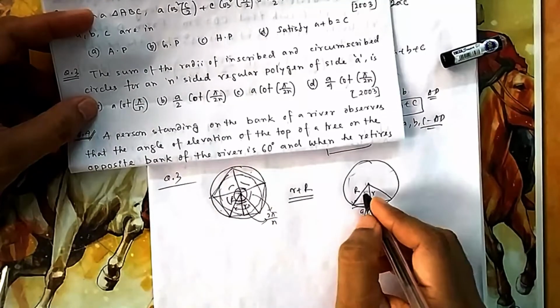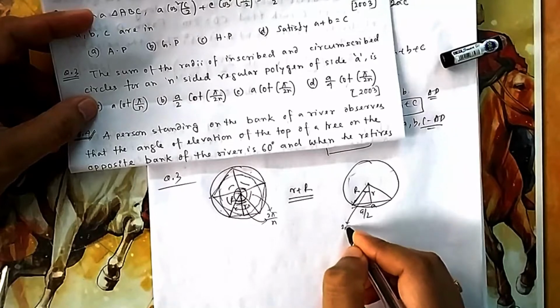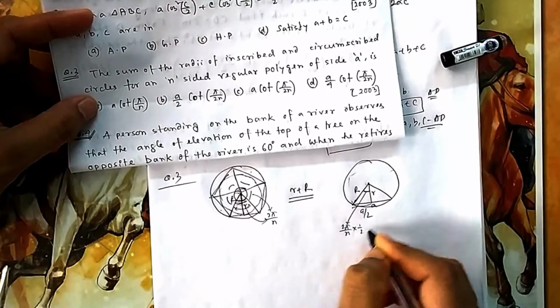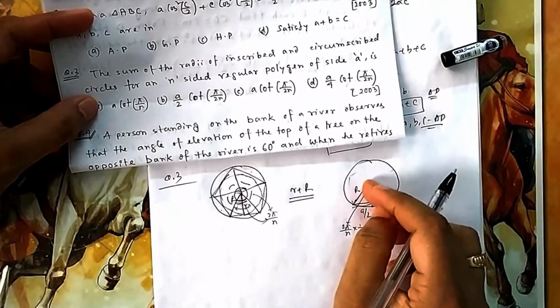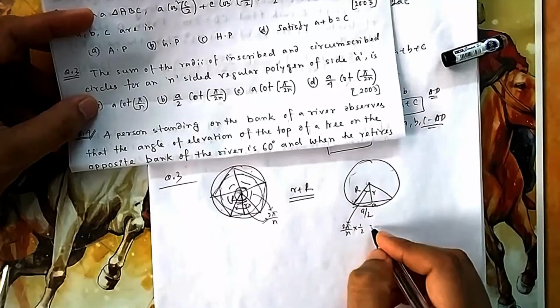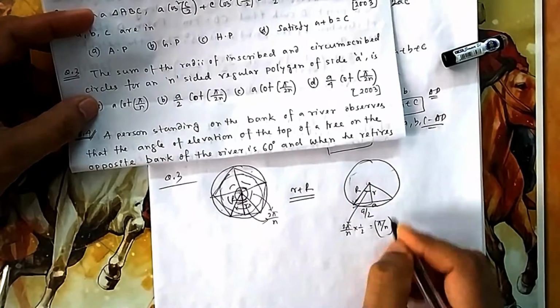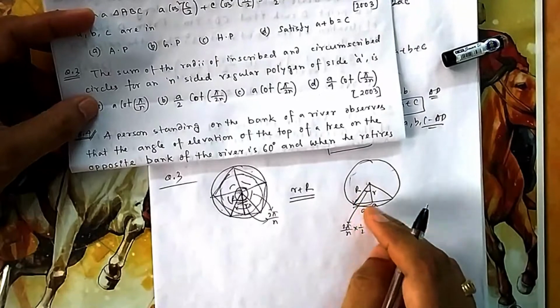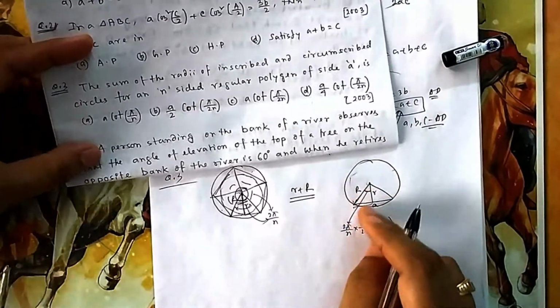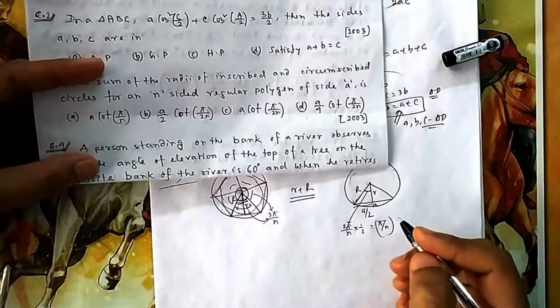Now if you take half of that, this angle is pi by n. So once you know pi by n, now we can find everything, r and small r, in terms of A by 2 using simple trigonometry.